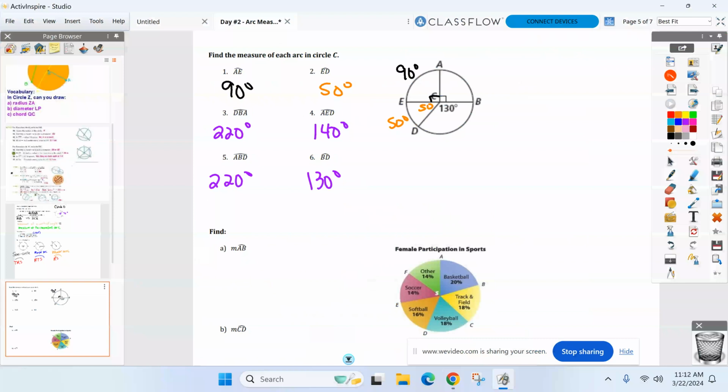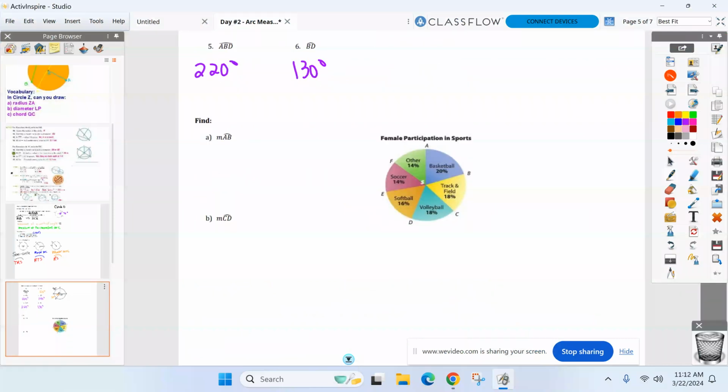Now let's go down to circle S. Find the measure: how many degrees are in arc AB? But I've got a problem. I don't know the central angle. All I know is it takes up 20% of the circle. There's no central angle to look at here. Can you find the central angle though, if you know it's 20% of the circle?